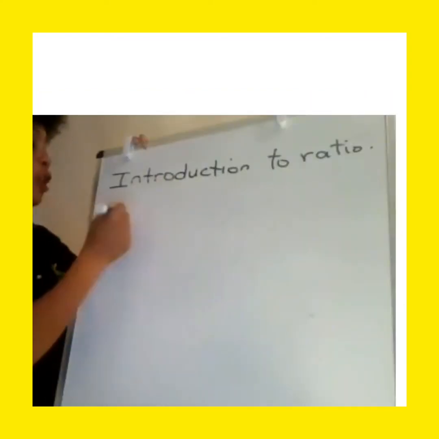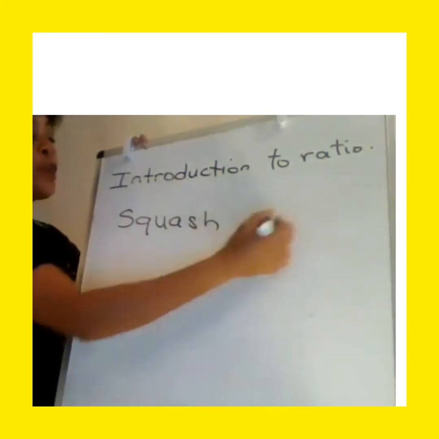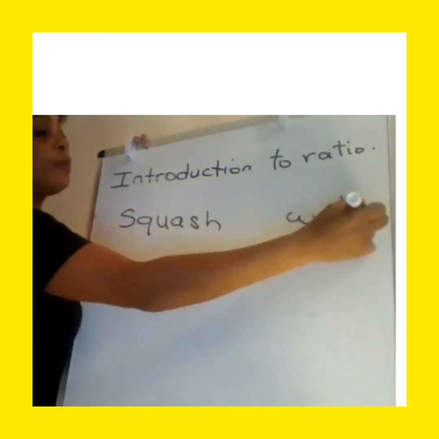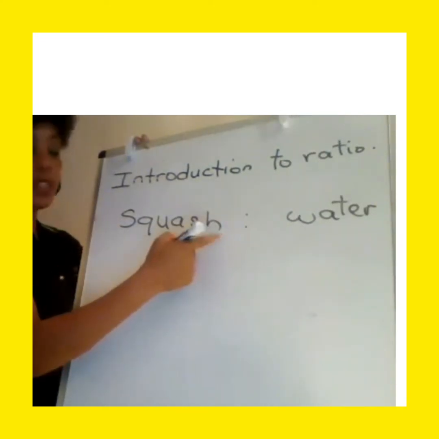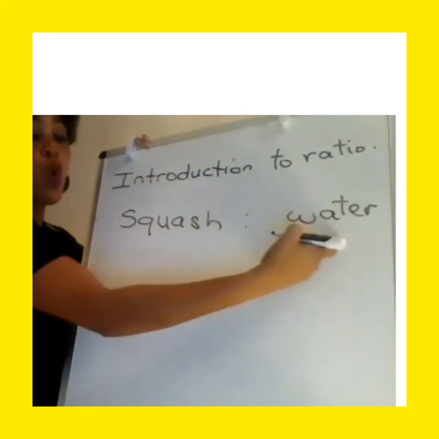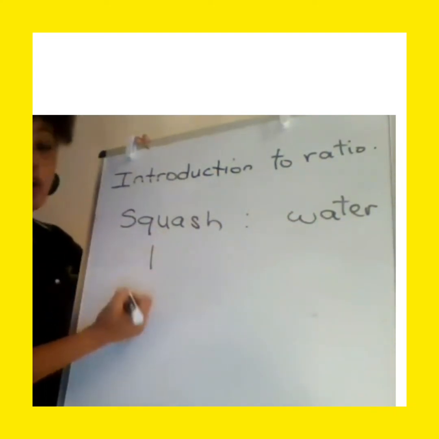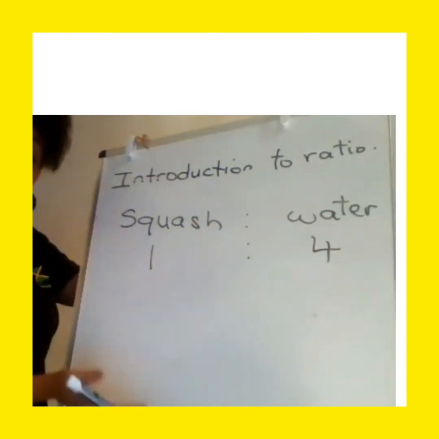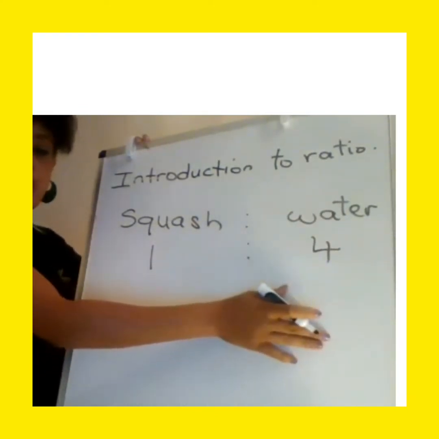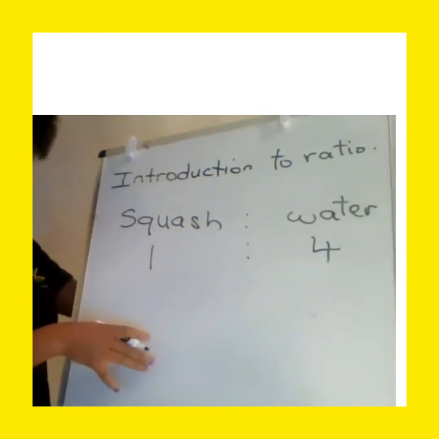Here we have squash, and we have water. I'm going to put these 2 dots there. So this means squash to water. How much squash are we going to be using to water? So 1 part of squash to 4 parts water. So we have 1 part of squash to 4 parts water. Let's do a demonstration of what this really means.